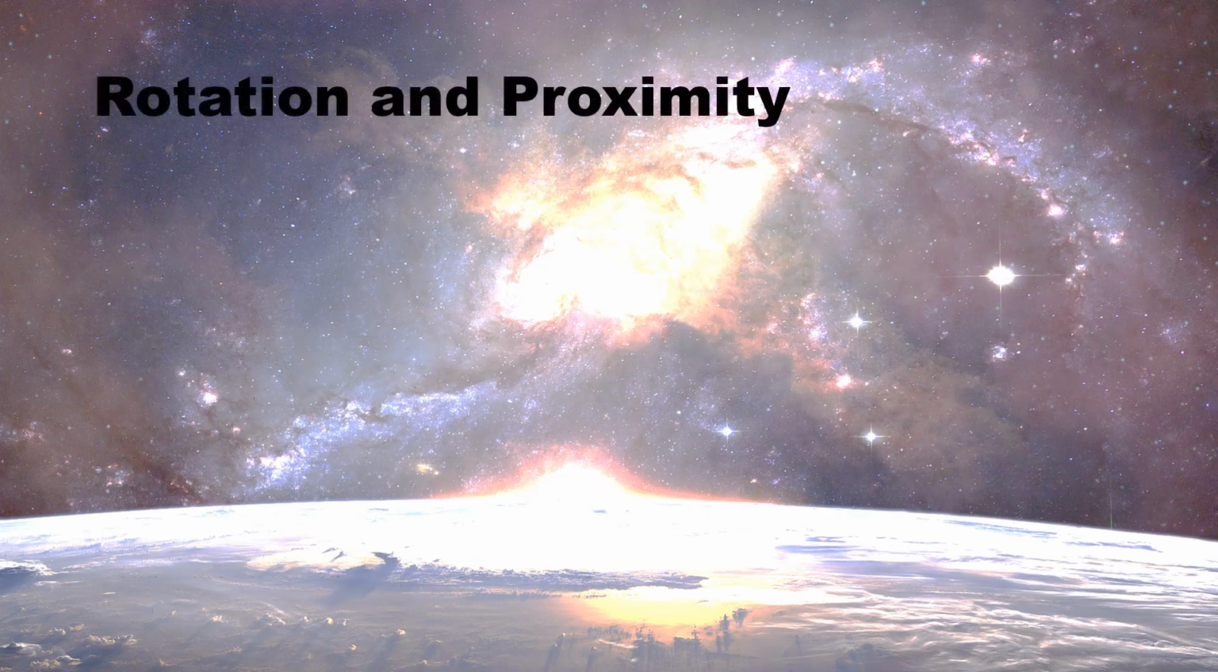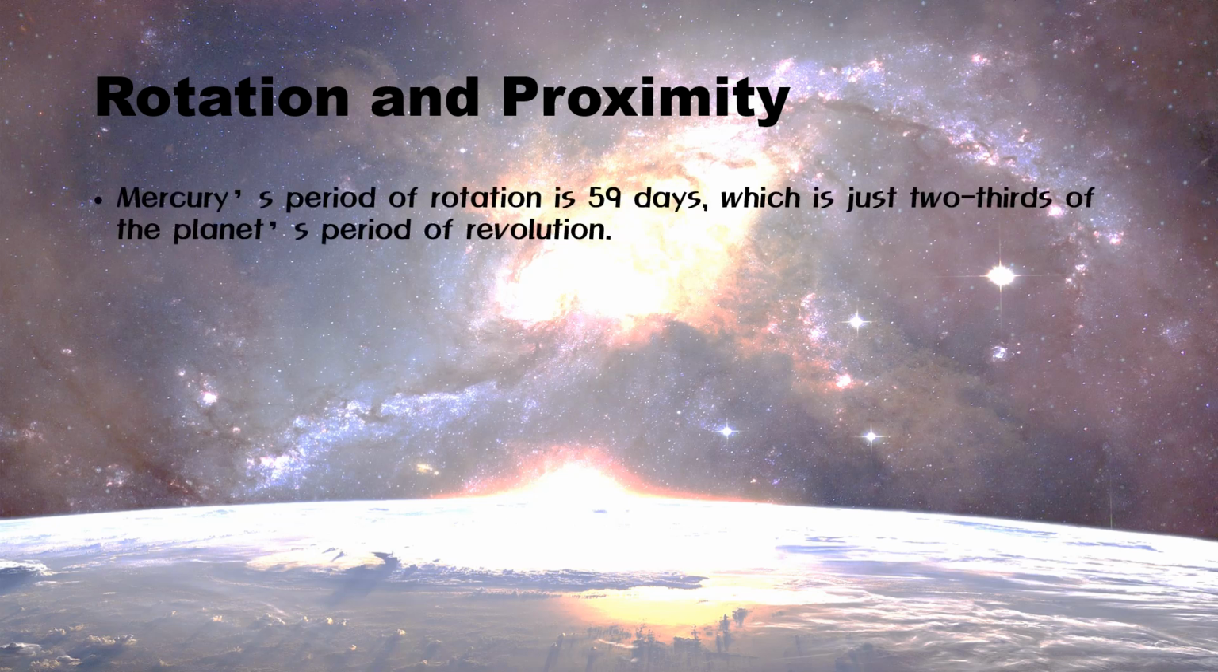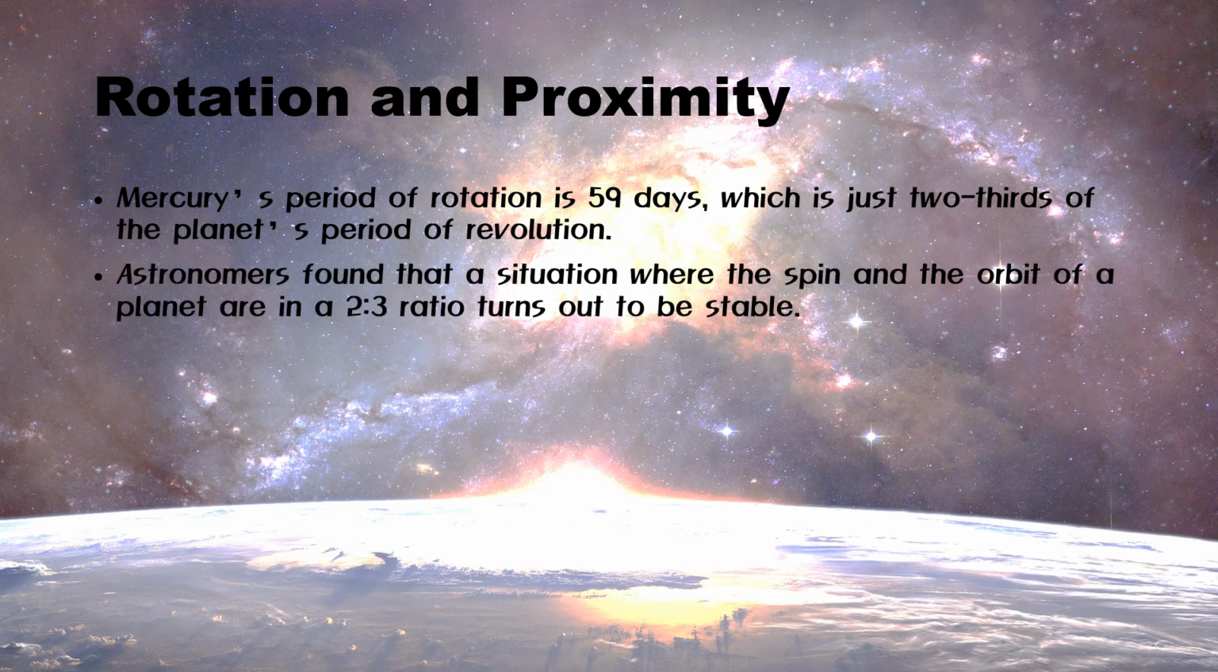So let's talk about rotation and proximity and how they relate back to Mercury. Now, Mercury's period of rotation is 59 days, which is just 2/3 of the planet's period of revolution. So astronomers have found that a situation where the spin and the orbit of a planet are in a 2:3 ratio can actually be pretty stable.